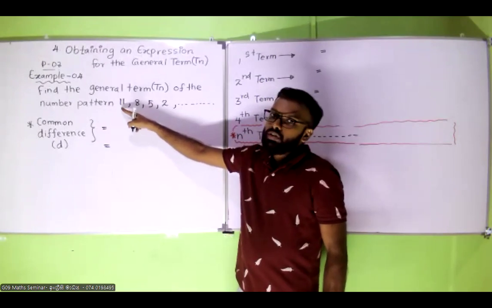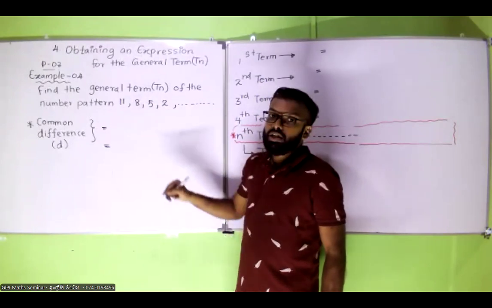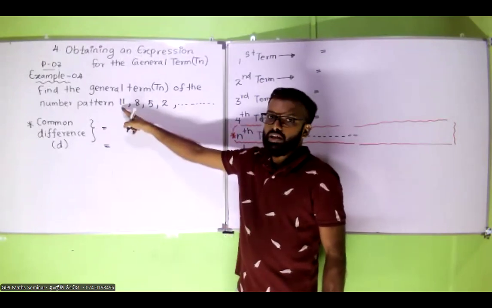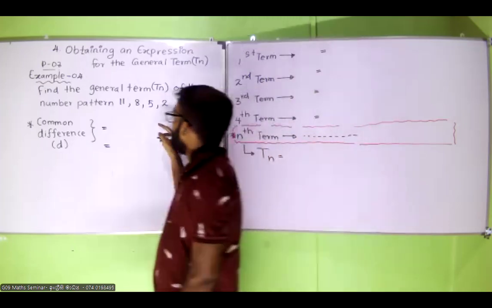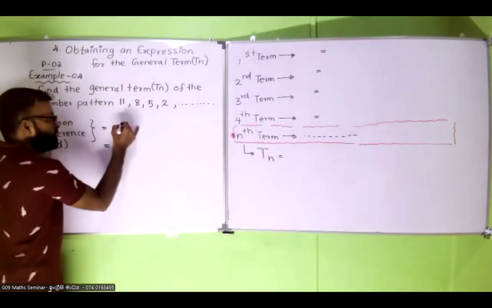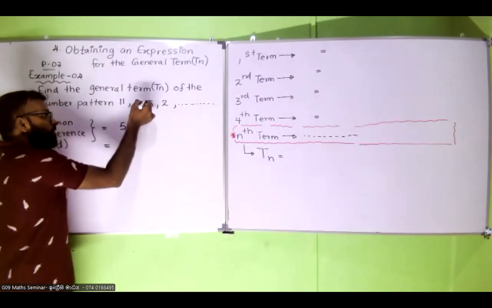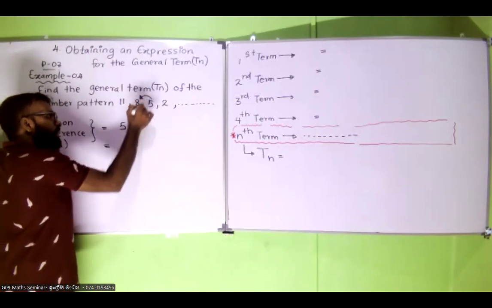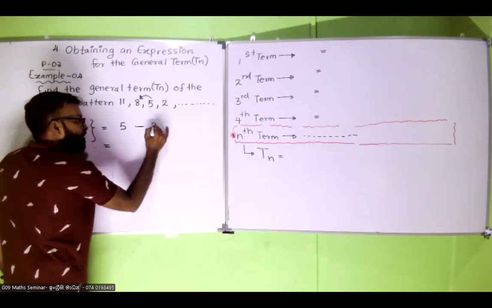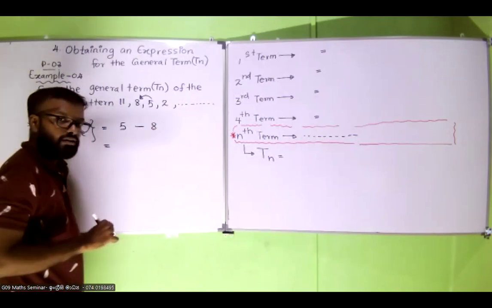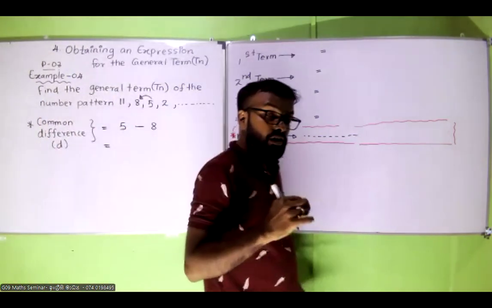You have to choose any term except the first term, 11. You cannot choose that. So I will choose 5. What is the previous term? 8. So I have to get the subtraction: 5 minus 8.